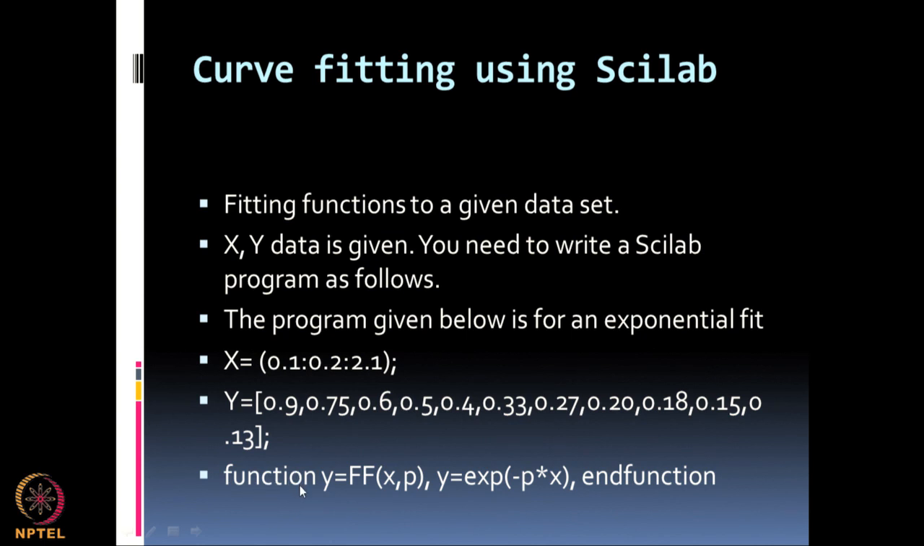So, these are all the lines, you just look at the lines first and then execute it. So, how do I execute? After I define x and y, my next line is function y is equal to xx, function y is equal to ff(x, p). So, this is a definition of my function, ff(x, p), y is equal to exp(-p*x), because I want to fit my function as an exponential function. So, it is minus p times x, end function. So, the next line was the definition of this function y.